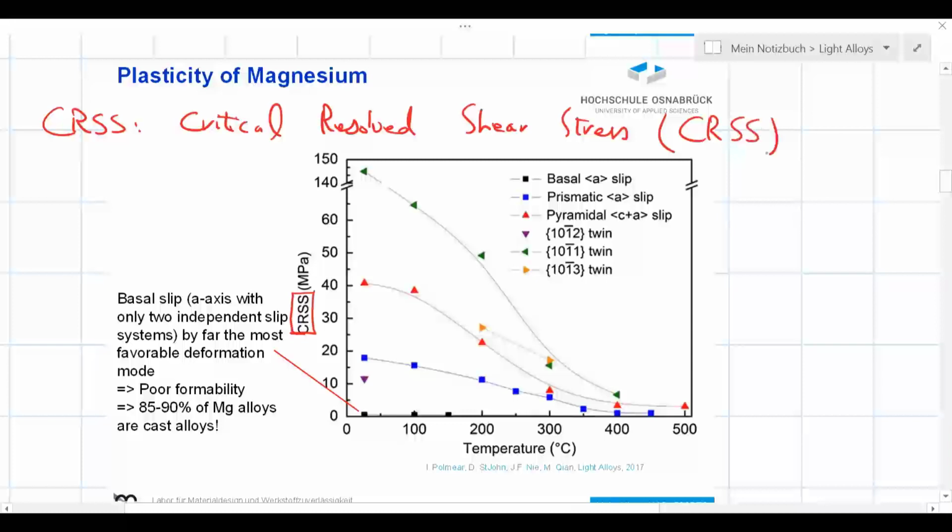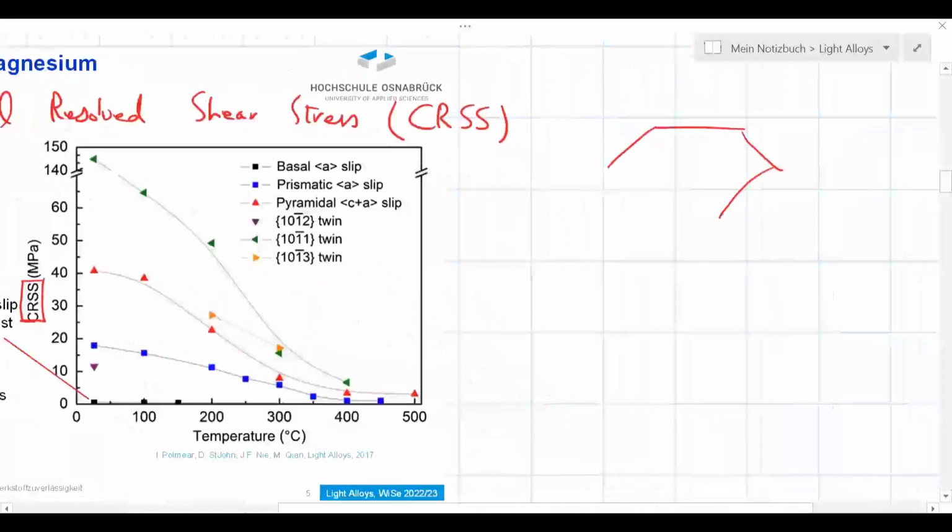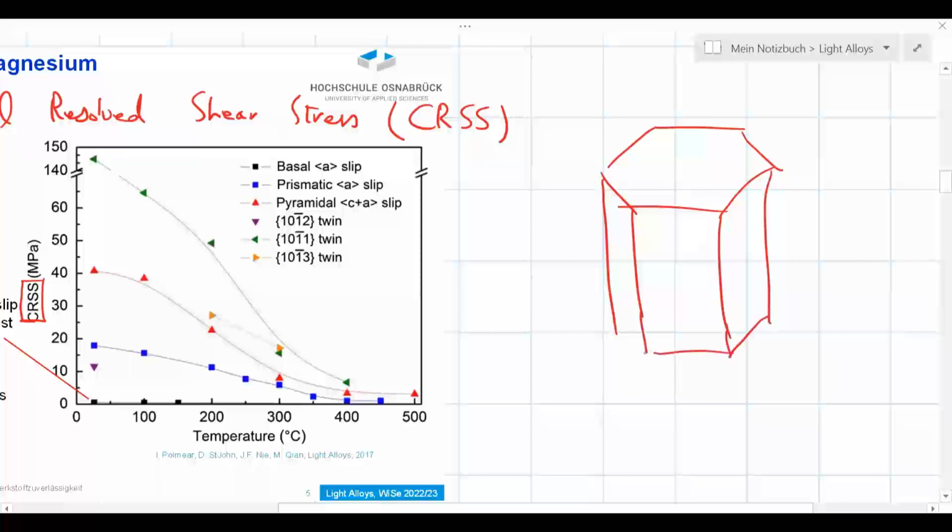CRSS. This is the stress required to activate a particular glide system. For instance, if I'm thinking about an HCP, basal planes contain some glide systems. For example, here I can activate glide systems on this plane parallel to that direction, right? That would be one of the glide systems available in HCP. But we can see already the difficulty.